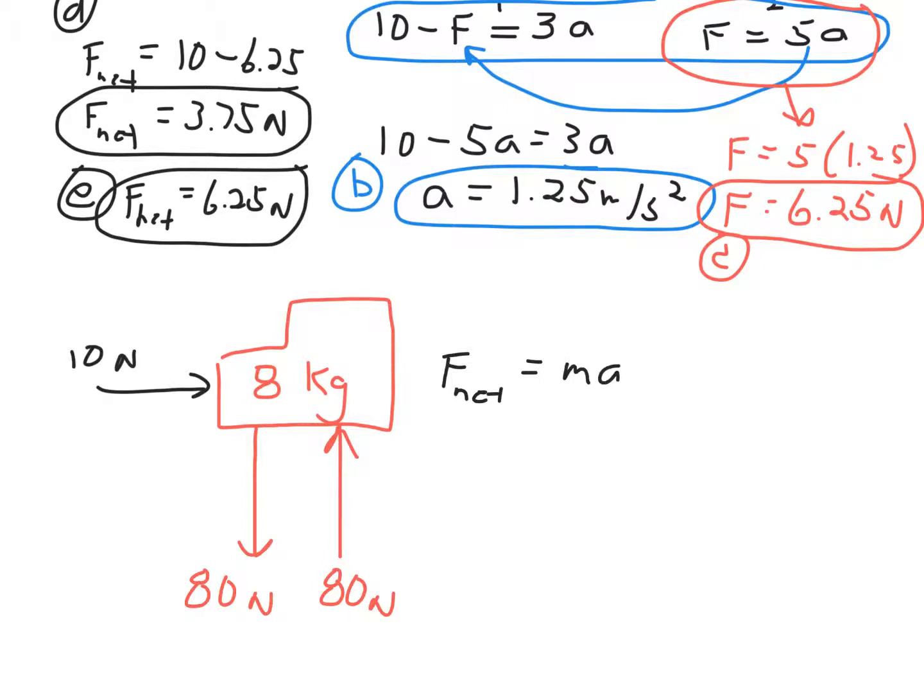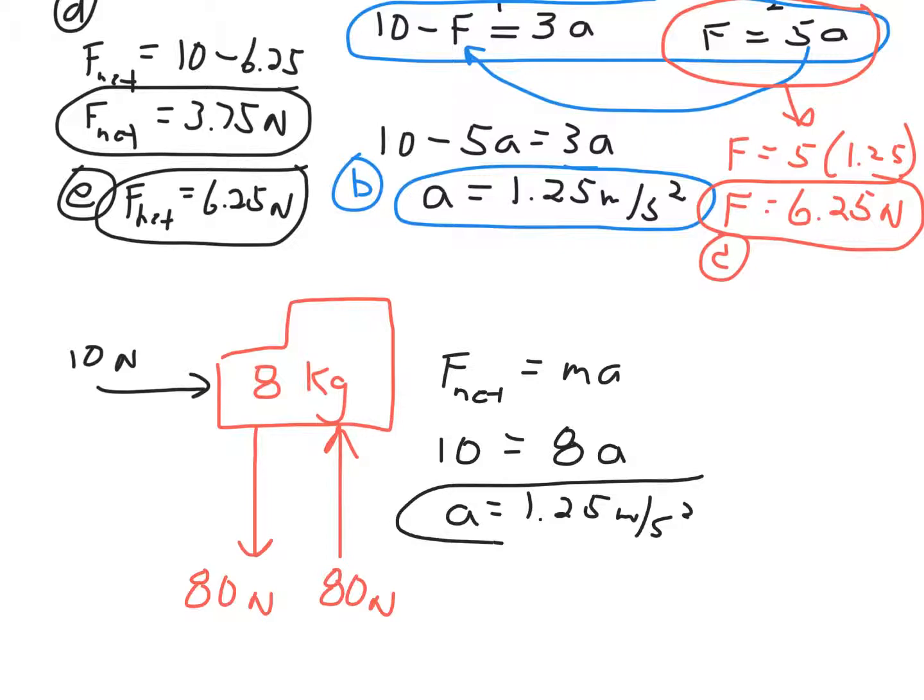Well, the net force on this system is just the 10 newtons. One force, it's the net force, equals the mass, which is 8 kilograms, times the acceleration of the system. And if you do the math here, you get A, lo and behold, equals 1.25 meters per second squared. Same answer as before. So that's a fast way to get the acceleration of the system. And then you can go back and break the system apart into two boxes like we did before.